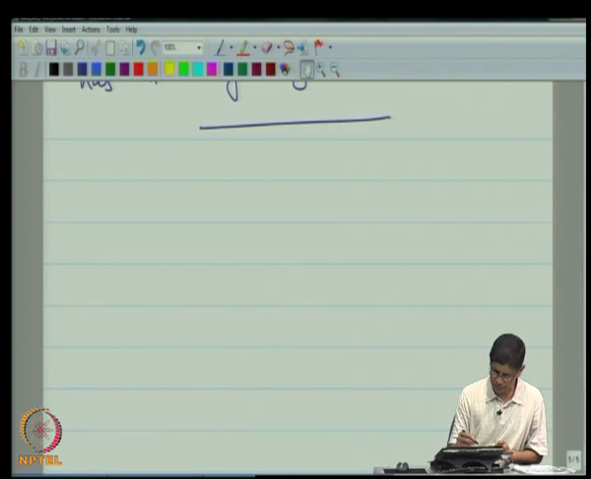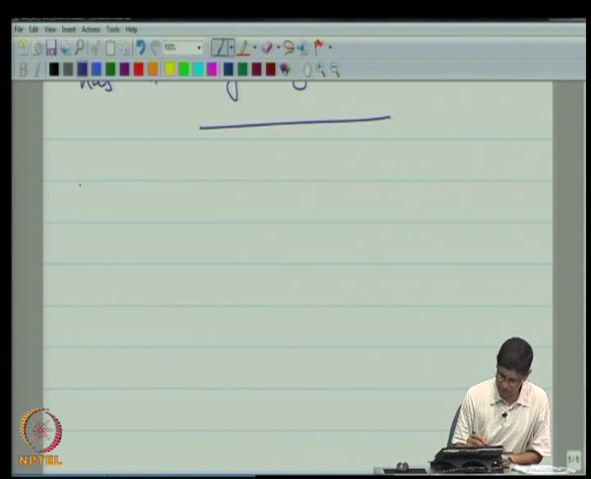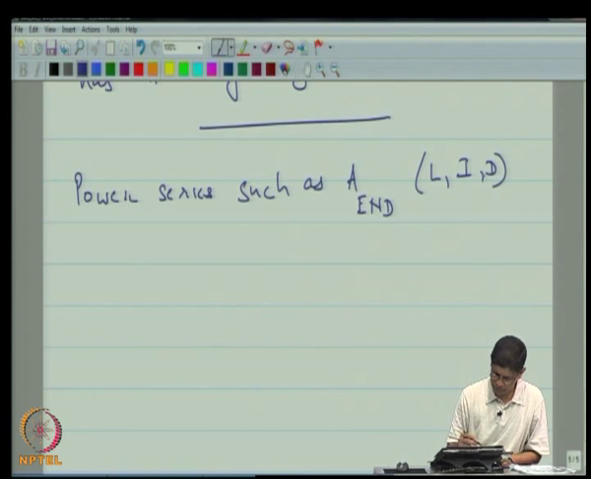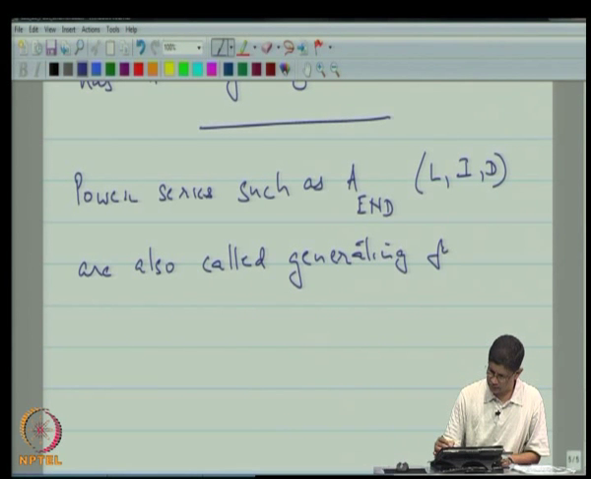Just a quick note that a power series such as A end of L, I, D is also called a generating function.